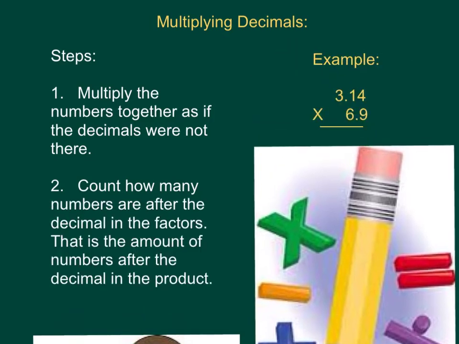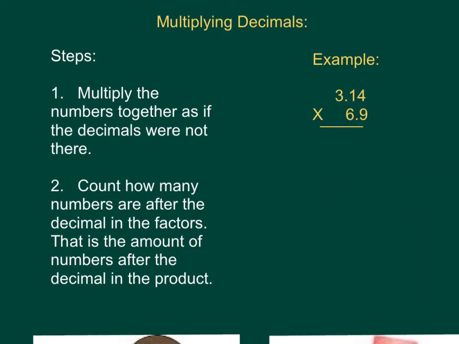Now let's try an example together. Let's multiply 3 14/100ths by 6 9/10ths. So we're going to start off just by pretending the decimals aren't there and multiply it as if it was 314 times 69. 9 times 4 is 36. Carry the 3. 9 times 1 is 9. Plus 3 is 12. Carry the 1. 9 times 3 is 27. Plus 1 is 28. Put a 0 down as a placeholder.